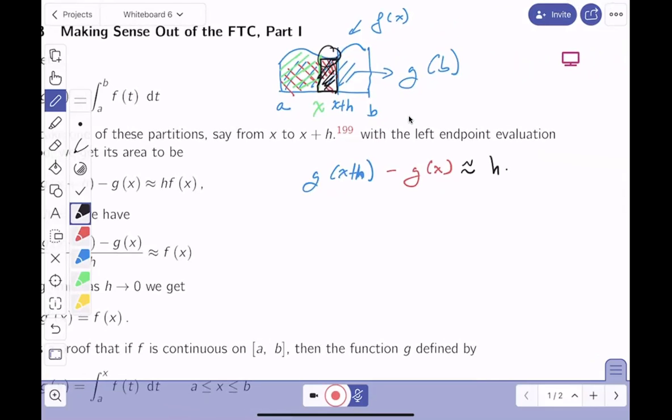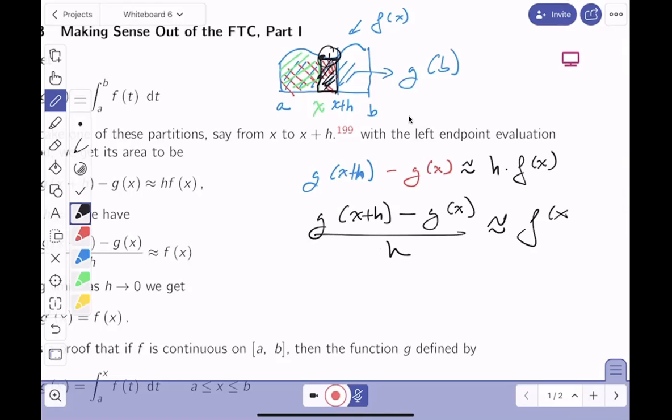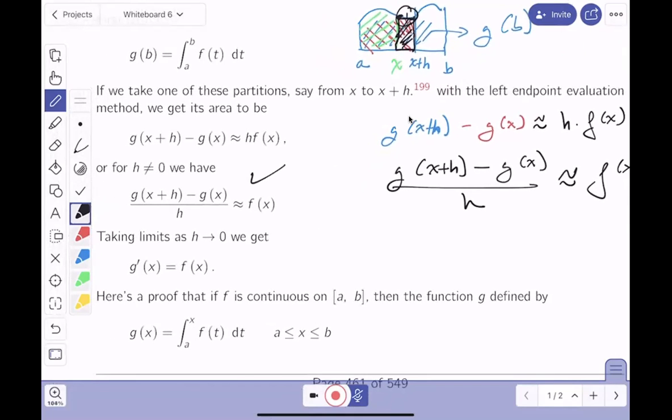Now, I don't know what value it's going to be. It could be f of x plus h. It could be f of some number in between there. I'm just going to say, if h is sufficiently small, I'm going to say the value of f of x, right over here. What am I doing? I'm doing the left endpoint. So I'm going to write it a little bit differently now. I'm going to write it as g of x plus h minus g of x, over h, is approximately the same thing as f of x. All right, that's written right over here. By the way, h is not 0. We need a partition size. So I'm going to say h is greater than 0 for my picture.